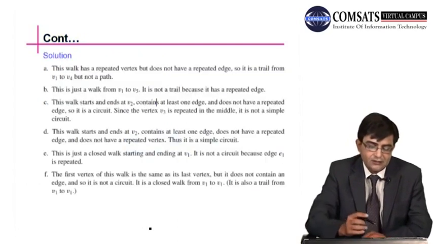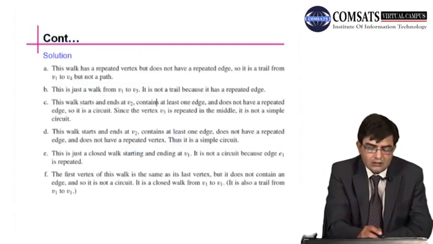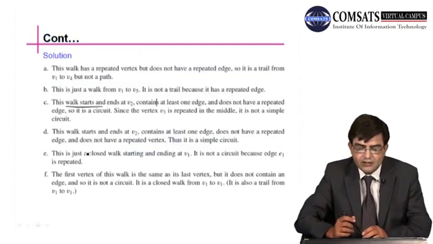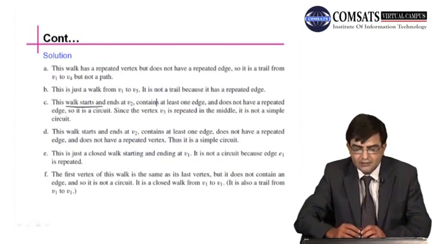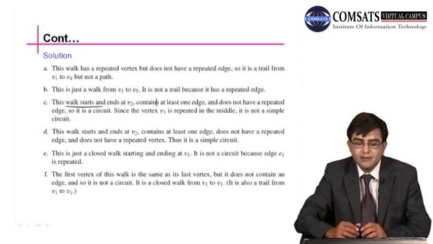So we can see here the solution. This walk starts and ends at V2, contains at least one edge, and it doesn't have any repeated edge, so it is a circuit. Since the vertex V3 is repeating in the middle, it is not a simple circuit.